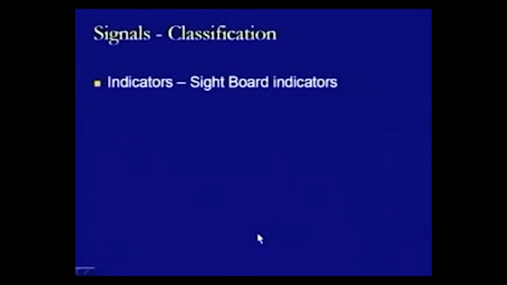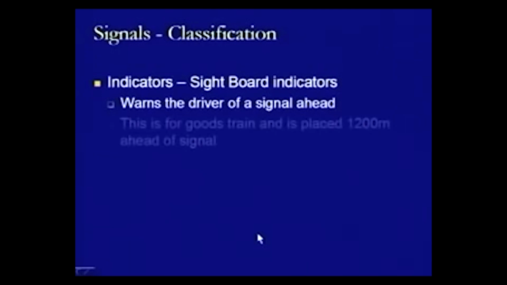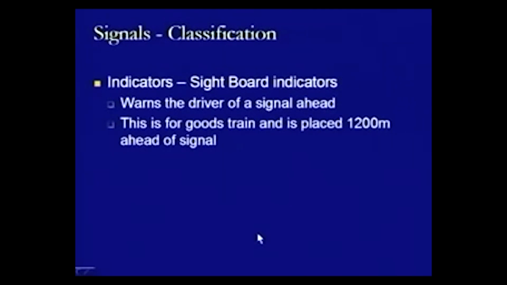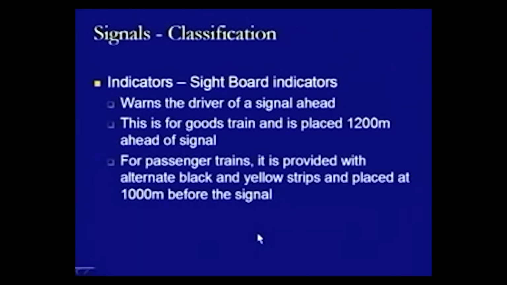Then we have the side board indicators which warn the driver of a signal ahead, and this one is for goods trains and is placed 1200 meters ahead of the signal generally, and for passenger trains it is provided with alternate black and yellow strips, and they are placed at 1000 meters before the signal.